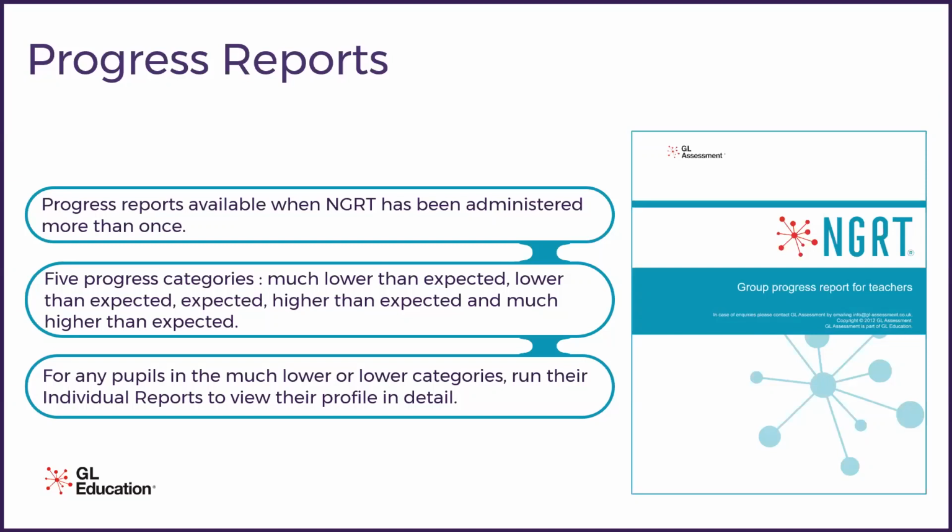5 categories have been used to describe progress: much lower than expected, lower than expected, expected, higher than expected, and much higher than expected. For any pupils in the much lower or lower categories, we recommend that you then run the individual reports to view their profile in detail.